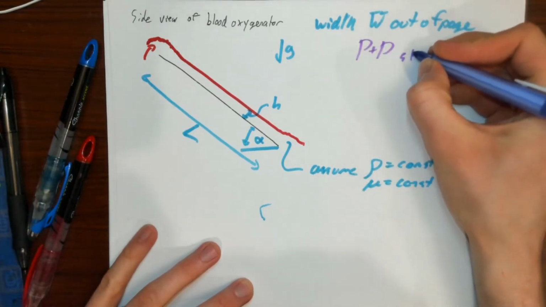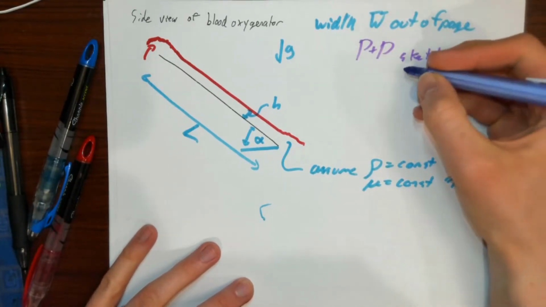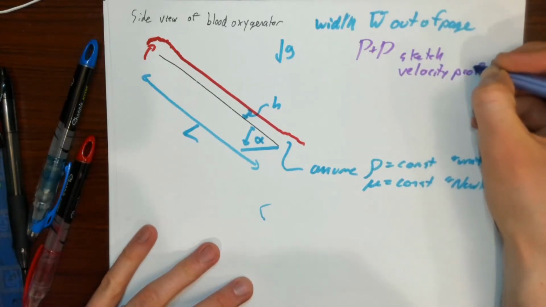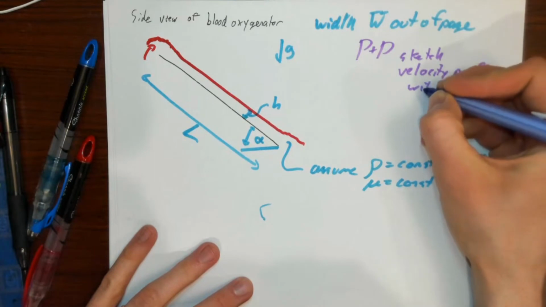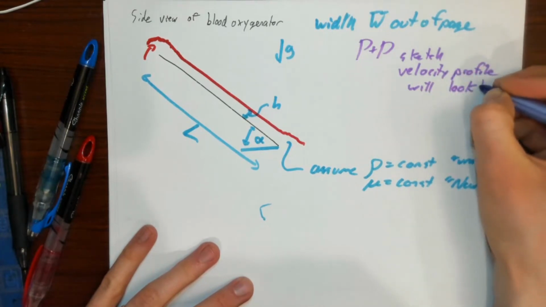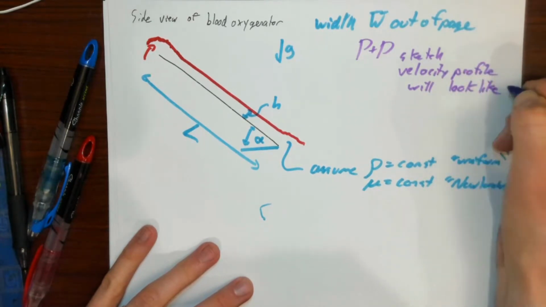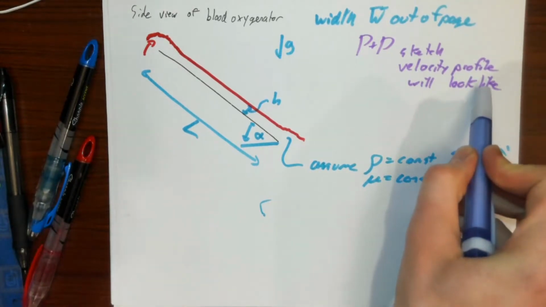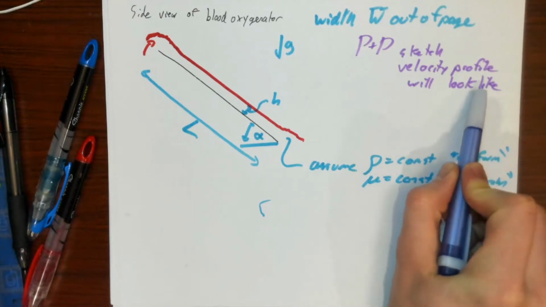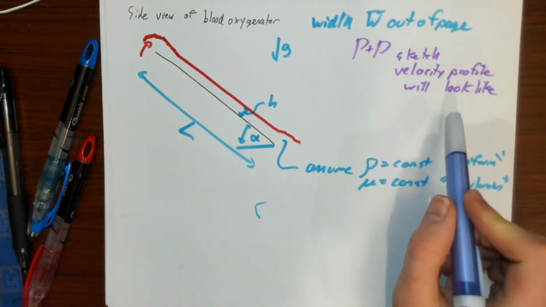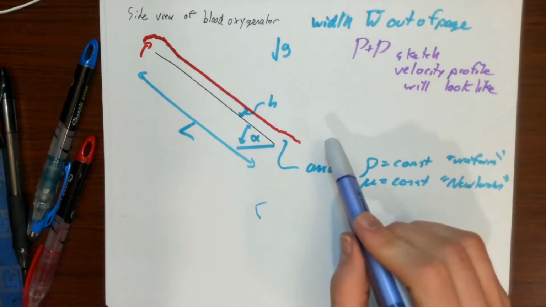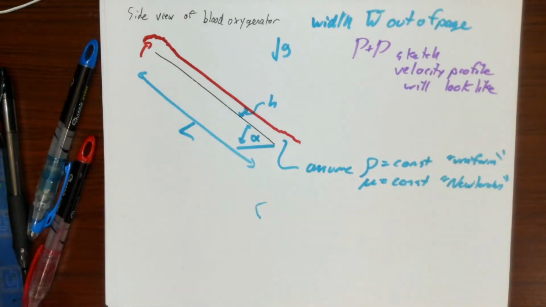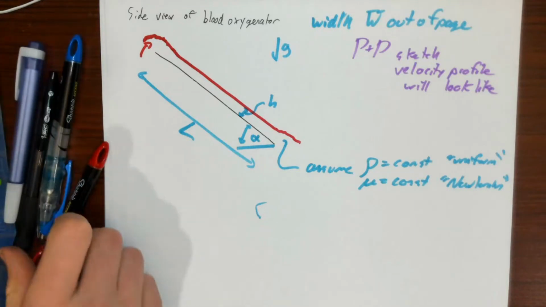So I urge you to pause and ponder. Sketch what you think the velocity profile will look like. Where do you think the velocity is going to be fastest? Where do you think it's going to be zero? Is the velocity profile going to be linear or curved? Take a moment. Guess what you think the velocity profile is going to look like down this ramp.